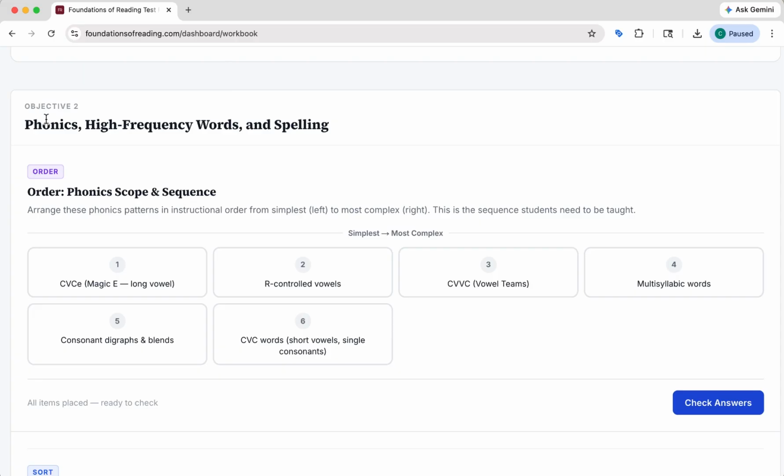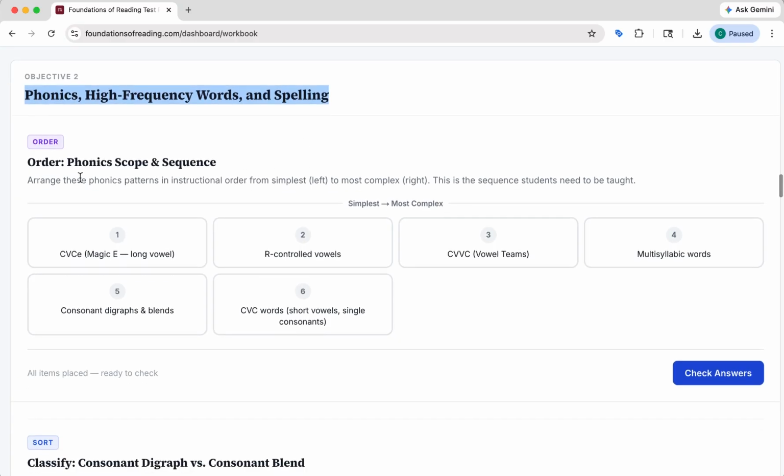All right. We are now moving on to objective number 2 of chapter 1, or what's called on the exam competency 1. So this is the second objective still in exam competency number 1, and it's all about showing that you have a good grasp of phonics, high frequency words, and spelling. And what we're asked to do is arrange the phonics patterns in instructional order from simple to complex. Notice again that we are asked to understand the order, and rightly so, because it is so important that we teach with the proper order.